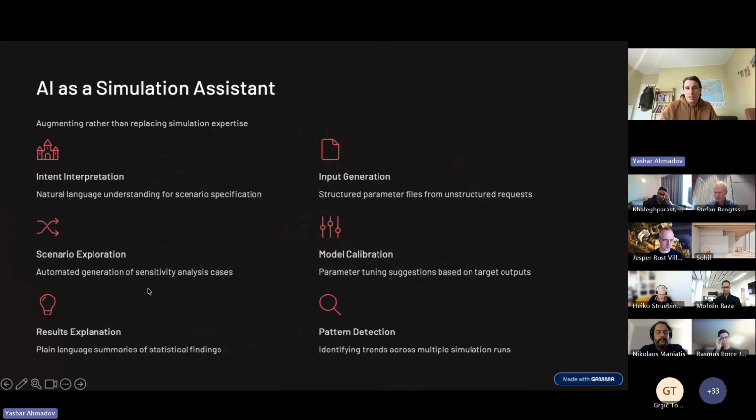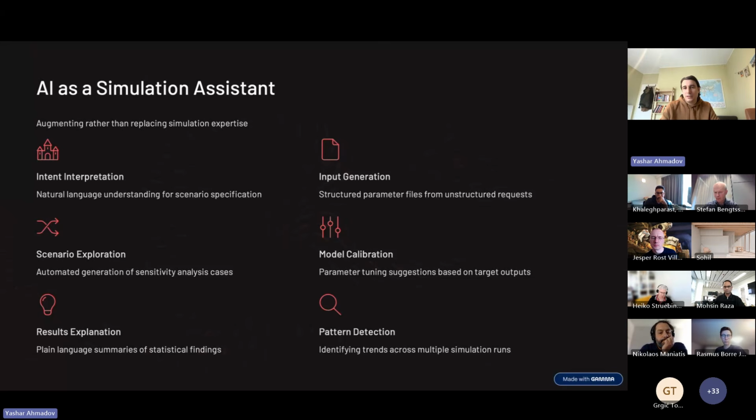Results explanation, plain language summaries of statistical findings. Think of the decision makers, think of operations VP or supply chain VP. Those folks don't have too much time to juggle between the files, or looking at dashboards. If somebody tells them this is the punchline, in one paragraph, this is what the simulation model is trying to tell you. The results explanation. This is also where AI adds value.